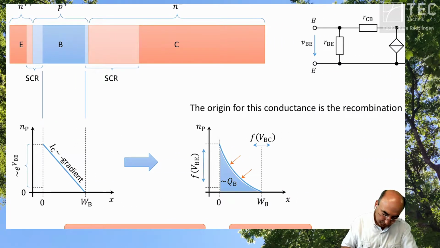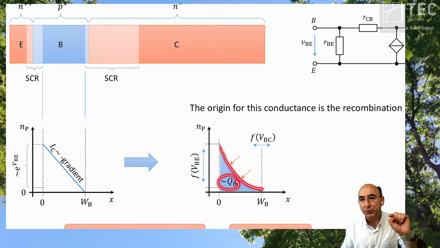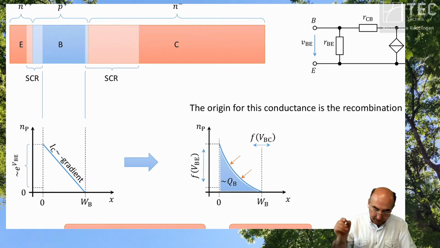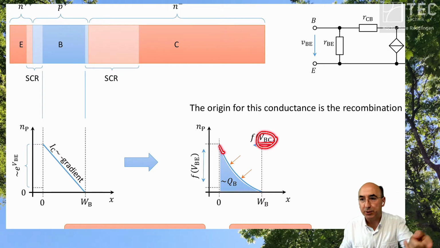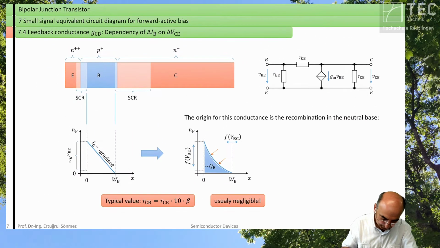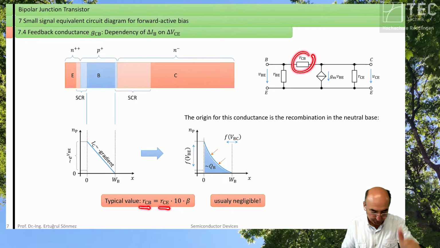That means you have a certain change in the charge due to the recombination. And this changed charge makes your current, your slope, a function of the VBC in addition. That again makes you an additional small signal resistor to be taken into account, which is roughly, as a rule of thumb, RCE times 10 times beta.